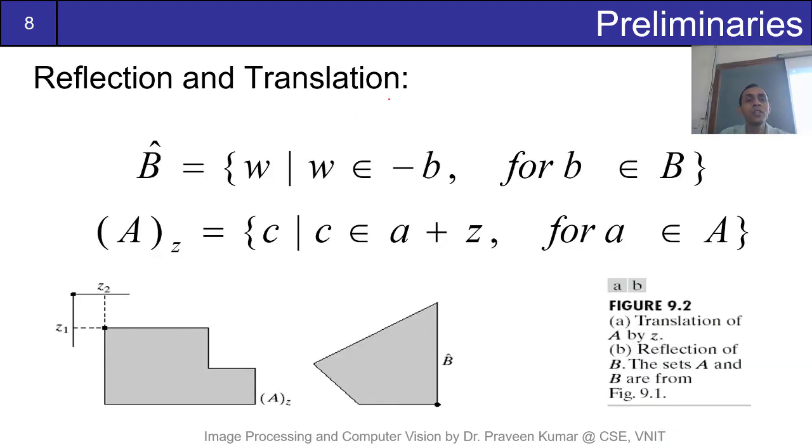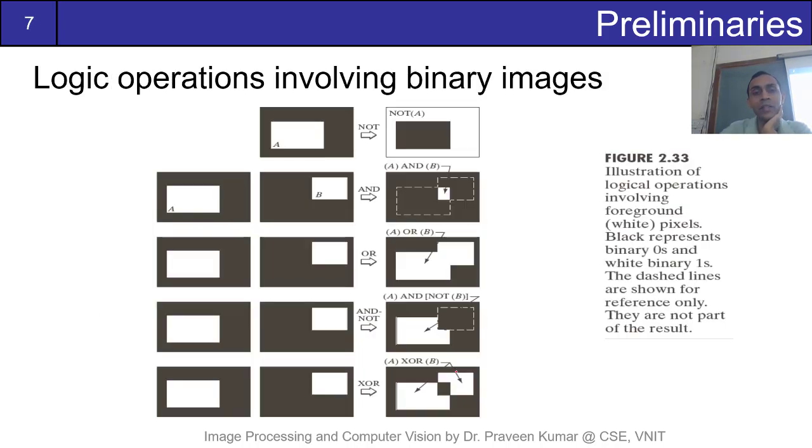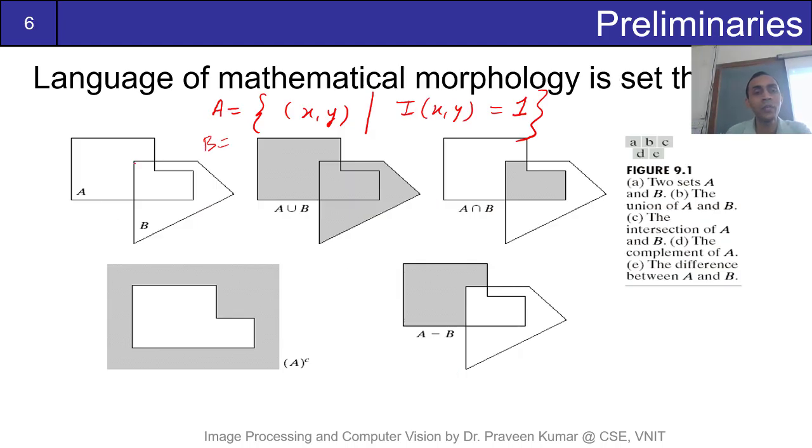Apart from the usual notation, there are two other important set operations which we'll be using in our subsequent discussion. One is reflection of a set and the other is translation of a set. So set reflection basically means reflection of a set B. The operator is this cap over the set B, which is the set of all elements W, where W is equal to minus b, with b coming from set B. So what does this basically mean? Set B is our previous set that we were representing here. This is our set B.